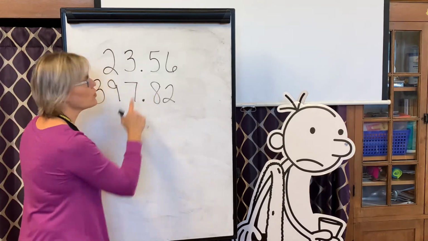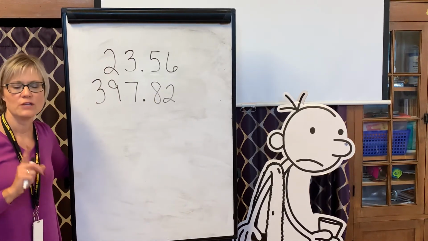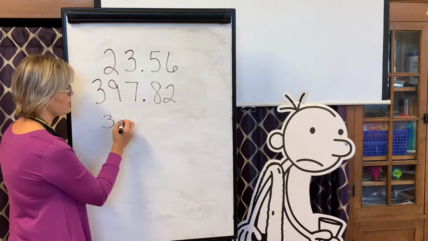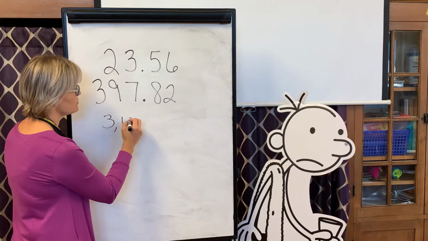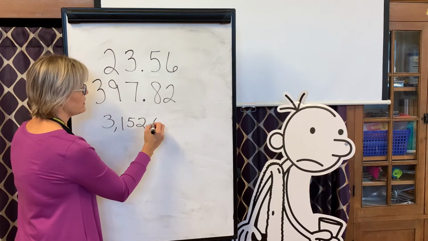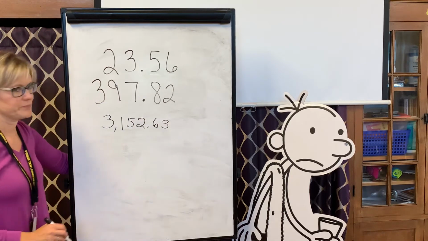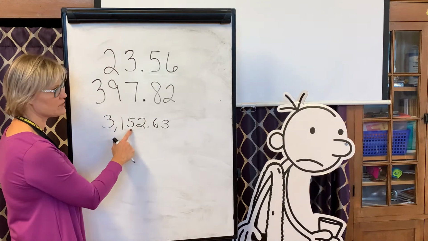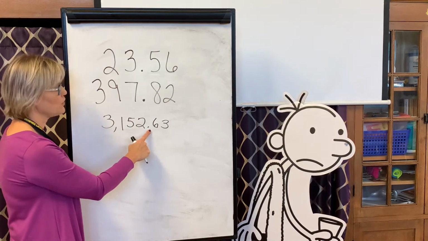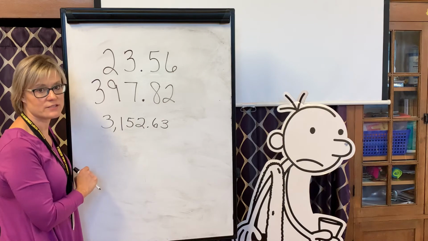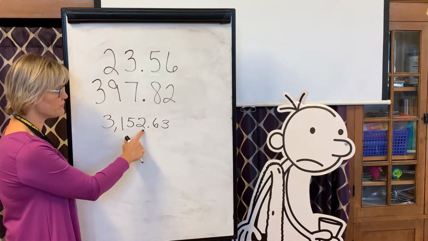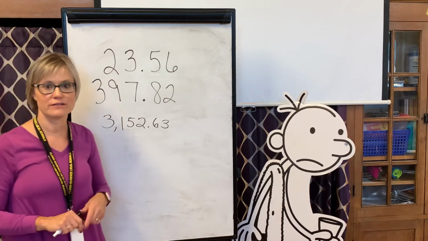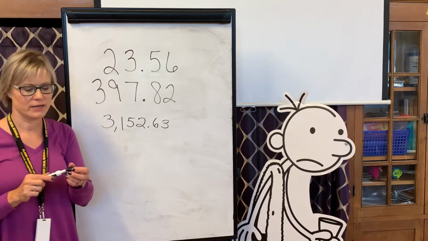Okay? Now, one thing that I want to mention, when you were reading numbers, say you were reading 3,152 and 63 hundredths. I heard some people saying 3,152 and. We have to wait to say and until we get to the decimal. 3,152 and 63 hundredths. So be careful of that, all right, when we're reading and writing decimals.